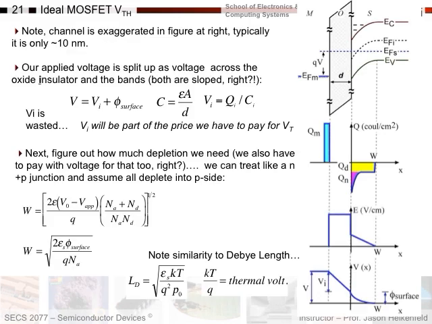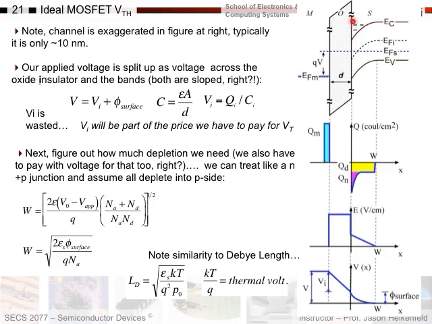Again, I want you to be careful with this. The channel width here is exaggerated in this little diagram. Typically, it's only about 10 nanometers deep. So it's very thin, which makes sense because all the charge shows up exponentially at the surface, essentially.